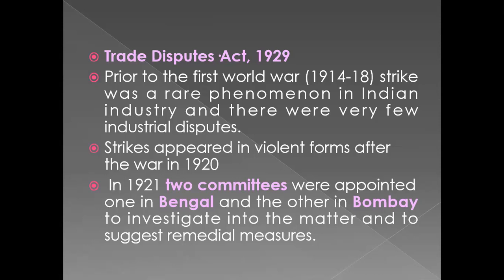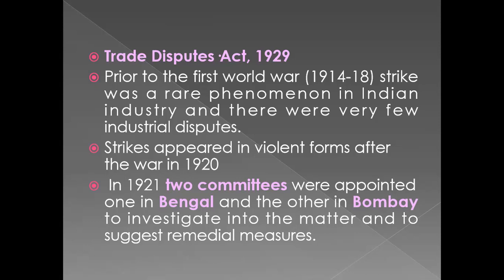After the First World War, strikes appeared in violent forms, after 1920. After the war broke out, all the people started revolting, realizing themselves, and these strikes appeared in violent forms. In 1921, two committees were appointed, one in Bengal and another in Bombay, to investigate the matters and suggest remedial measures, because the experience of working with this 1929 Act revealed various defects which needed to be overcome by the fresh legislations.